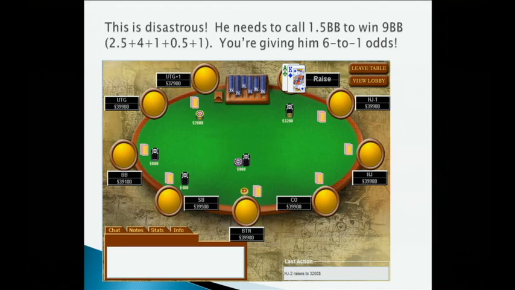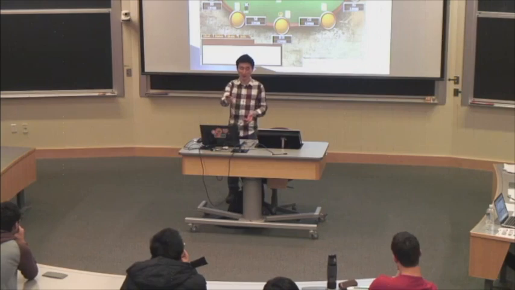But if you look at the odds they're giving him, it's actually ludicrous, right? They have to call 1,200, and the pot will be essentially 7,200. So it's 6-1, right? They've got to call 1,200 into a pot of 7,200. So this size is basically way too small.